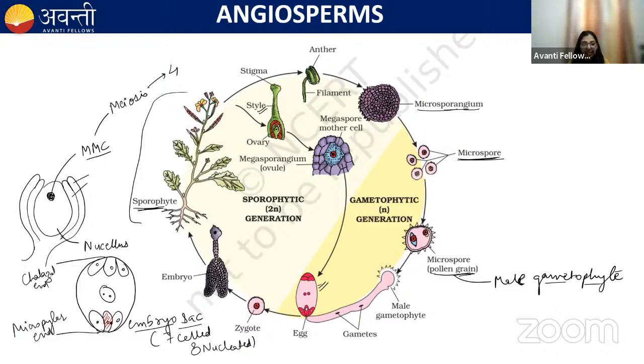So this red, which I'm filling with the red color, let's say this is the egg cell. These are the synergids. So in the egg apparatus, two synergids are present and one egg cell is present. In the center, the central cell is present. And this central cell consists of two polar nuclei. At the chalazal end, three antipodal cells are present.